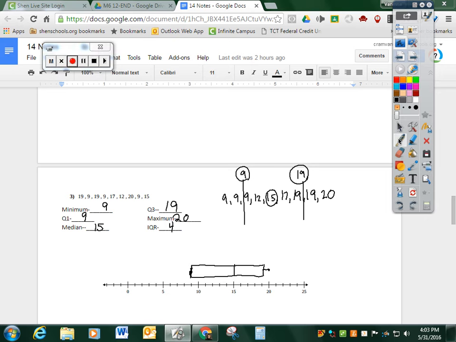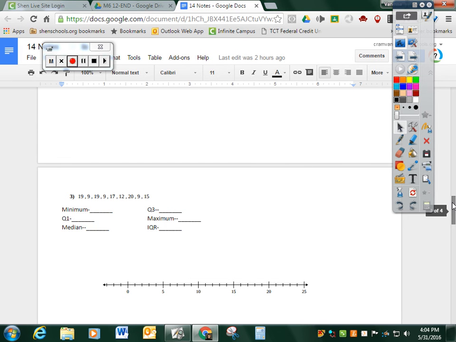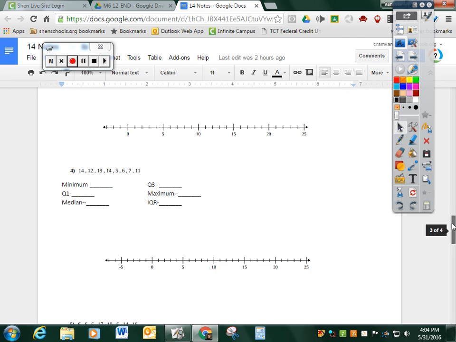Because remember, this is going to cut your data 25%, 25%, 25%, 25%. This lower 25%, they're all 9s. It doesn't vary at all, okay? That's why you put them on top of each other like that. Okay, let's move on. Please try number 4.